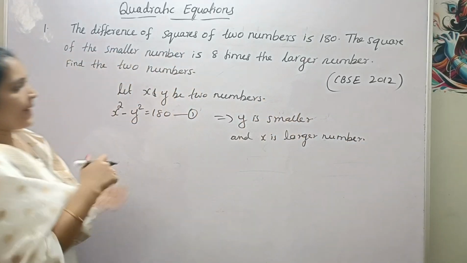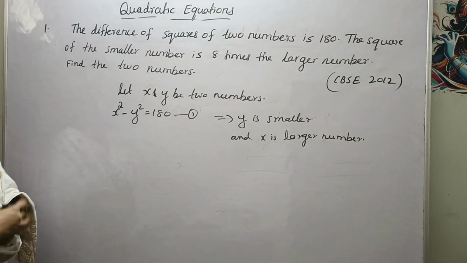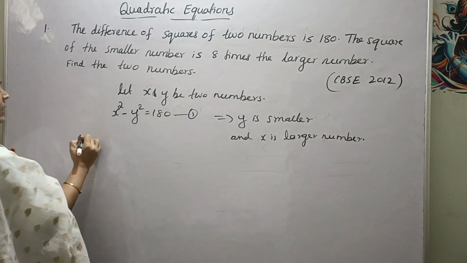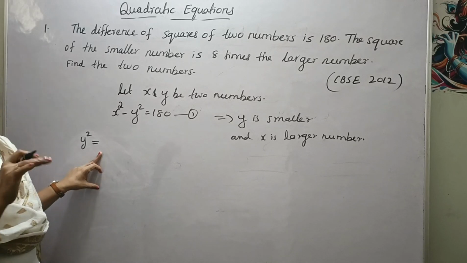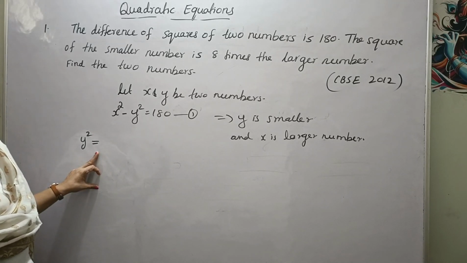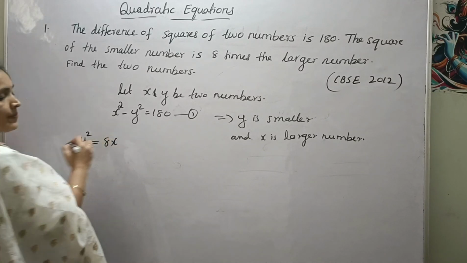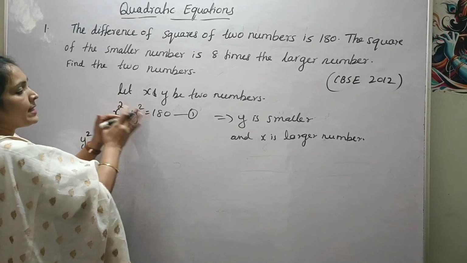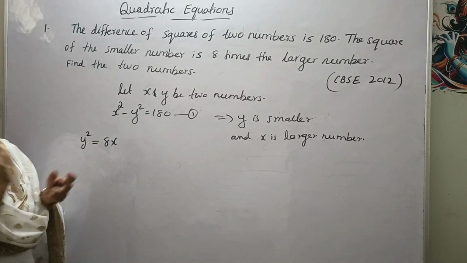Then next, what is given? The square of the smaller number, and what is the smaller number? y. So the square of the smaller number, that is y square, is equal to 8 times the larger number. Not the square of the larger number, 8 times the larger number, that is 8x. Now let's substitute this y square equal to 8x in this equation, so that we will get a quadratic equation in one variable.